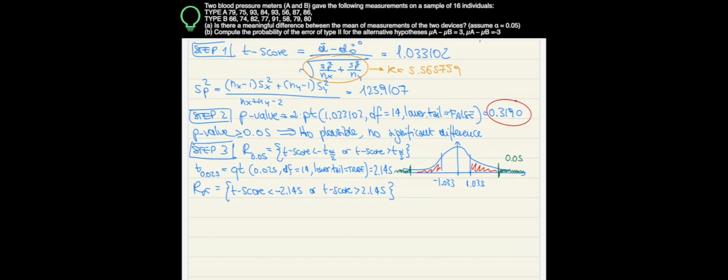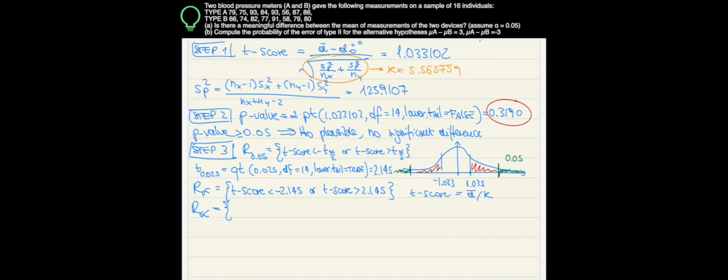However, you know that most times we really need the critical region in terms of our sample mean, or in this case, in terms of our sample difference. So the t-score is d bar divided by k. So in this case, the critical region is, the t-score is d bar divided by k. Well, we can write this here: t-score is equal to d bar divided by k.